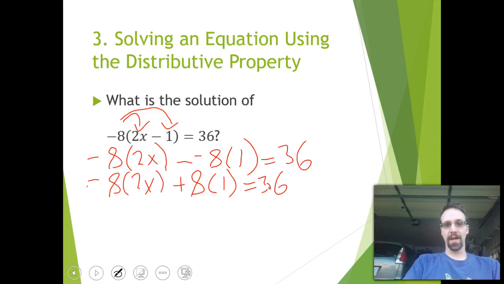All right, so now I multiply from left to right. So I take negative 8 times 2x. So that's negative 16x.